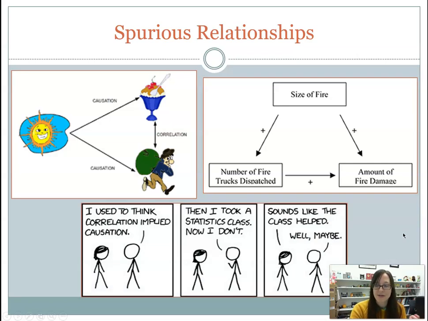And then I like this sort of way to round things out. I used to think correlation implied causation, then I took a statistics class. Now I don't. Sounds like the class helped. Well, maybe. Hopefully you understand that joke, because correlation does not imply causation.